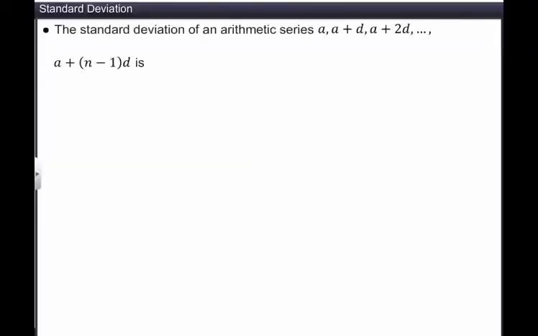The standard deviation of an arithmetic series is given by sigma equal to the modulus of the common difference multiplied by the square root of the square of the number of terms minus 1 whole divided by 12.